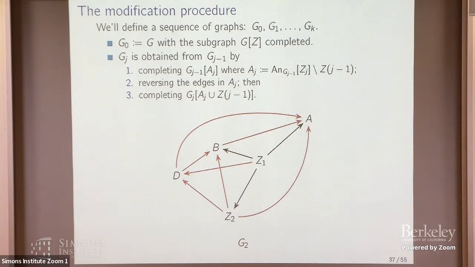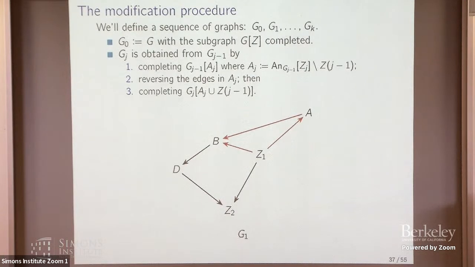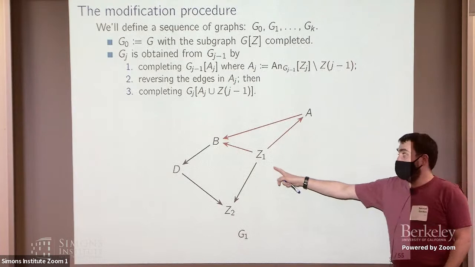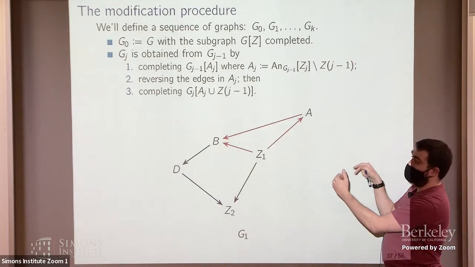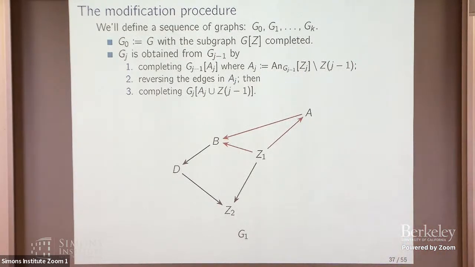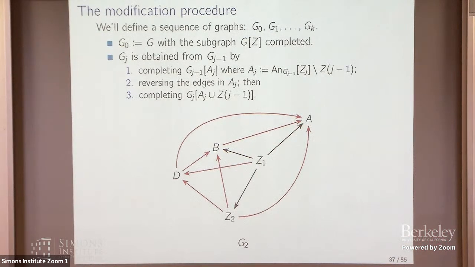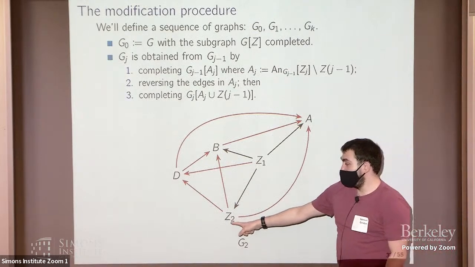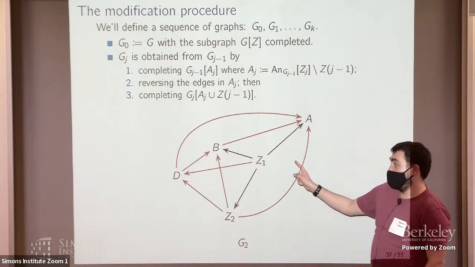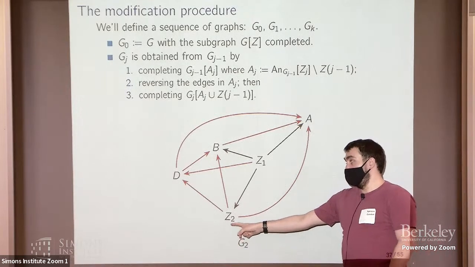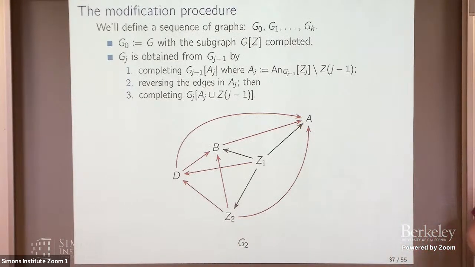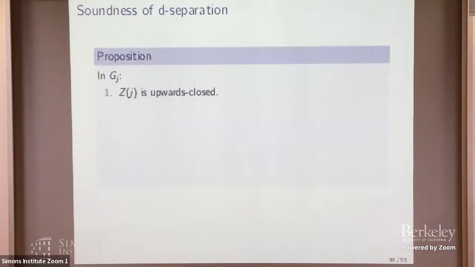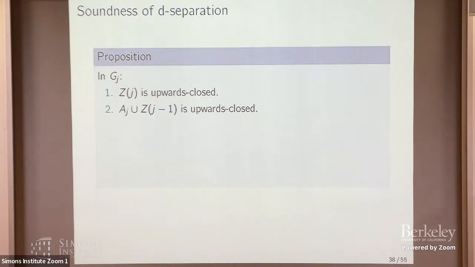If I look at this picture again, after the first step, there are no edges into Z1 because we took all the edges into Z1 and flipped them around. After the second step, there are no edges into Z1 union Z2. That is, the only edge into Z2 comes from Z1 because all the other edges into Z2 we flipped outward. So that's the informal proof of that proposition. Okay, our next claim.